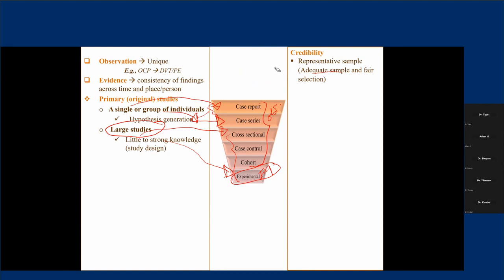Each and every study design has its own sample size calculation principles and formulas. So we have to pick the proper sample size calculation formula, and we have to add the relevant statistical considerations so that we can get a representative or adequate sample size for our study. The other is we have to use a fair selection process.